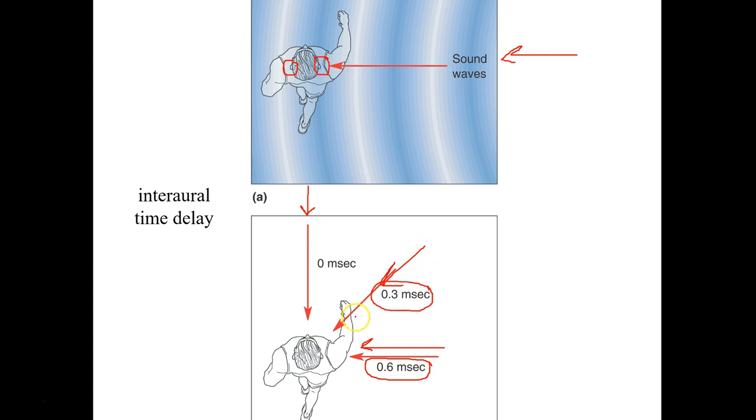So when sound waves are coming from, let's say, 1 o'clock or 2 o'clock, it's going to hit our right ear first, and after about 0.3 milliseconds, it's going to hit our left ear. But incredibly, our nervous system is able to pick up such a quick difference in sound arrival and allow us to determine the location of sound.